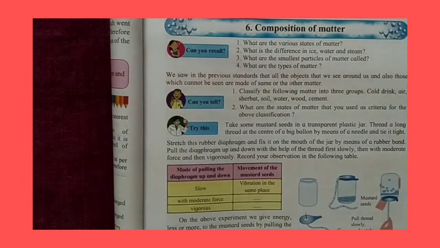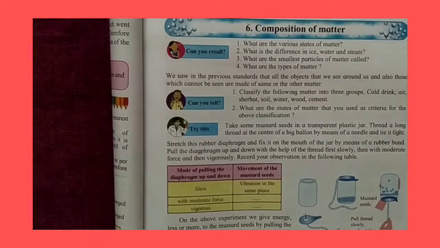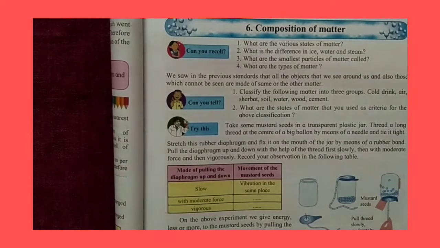The smallest particle of any matter, like we have learned in the last lesson, is known as an atom. Matter's smallest particle is the atom. What are the types of matter?